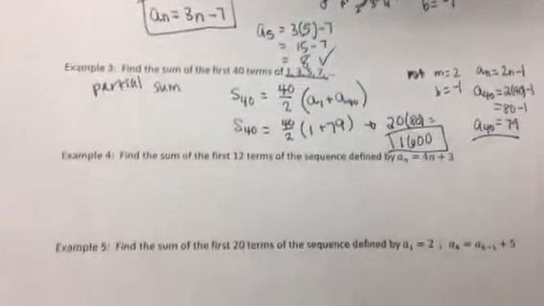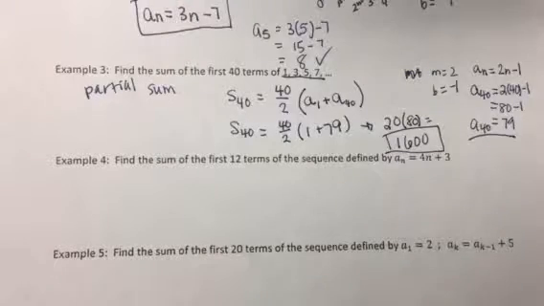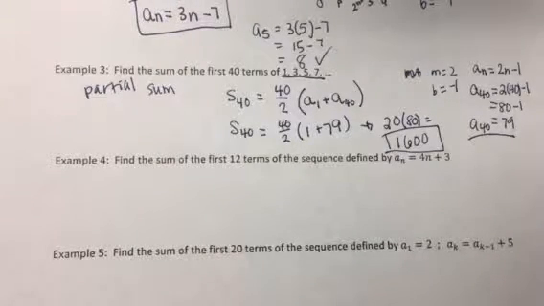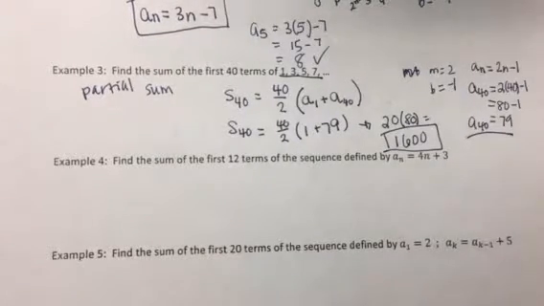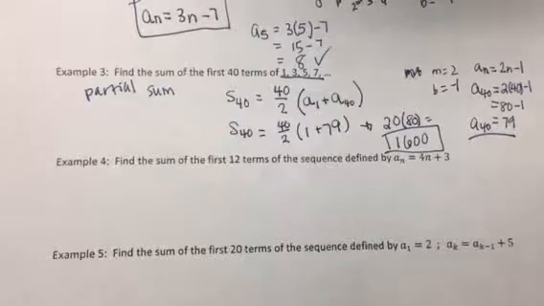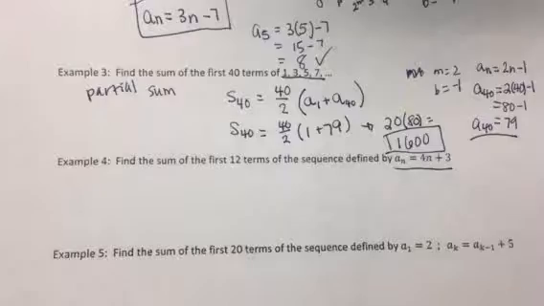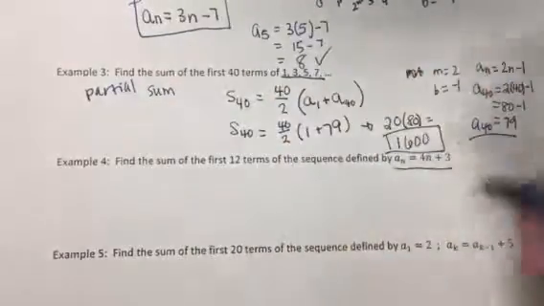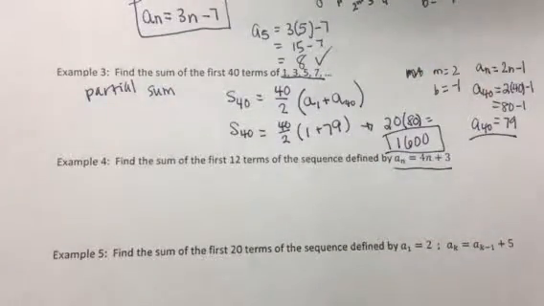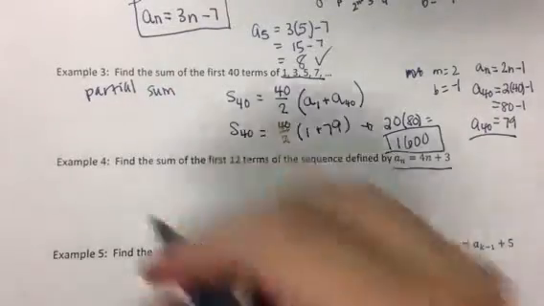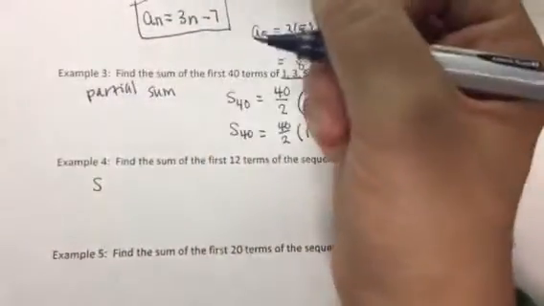All right, on to example 4. In example 4, we're asked to find the sum of the first 12 terms defined by a sub n equals 4n plus 3. So again, this is a partial sum. We'll talk about other sums later, but we're going to go back and use the same formula.